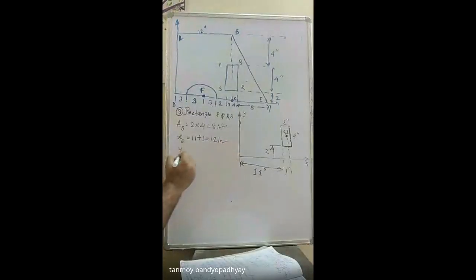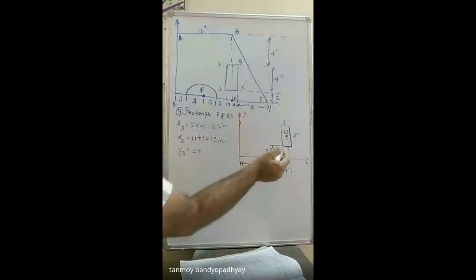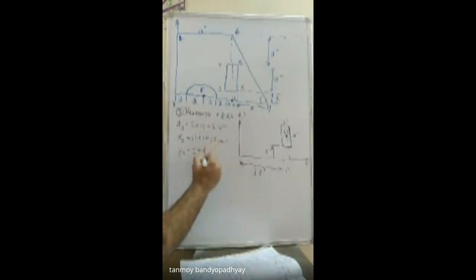Then y3. So y3 is equal to what? The offset is 2 from the origin of coordinates and this distance is 4 by 2. So 2 plus 4 by 2, that is equal to 2 plus 2, 4 inches. Okay?